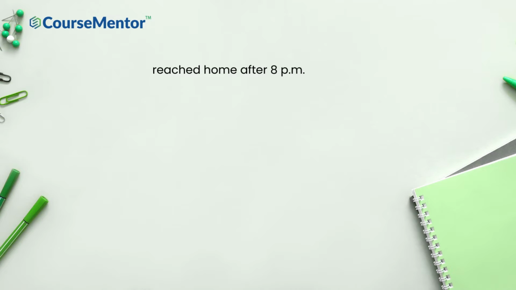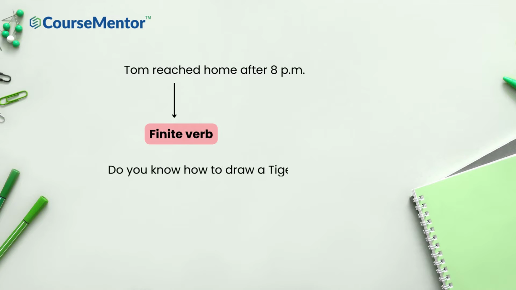Tom reached home after 8 p.m. The root verb reach is used in its past form and acts as the finite verb in the above sentence. Do you know how to draw a tiger? In this sentence, the verb know used in its simple present form is the finite verb.